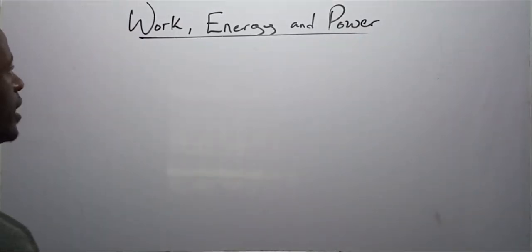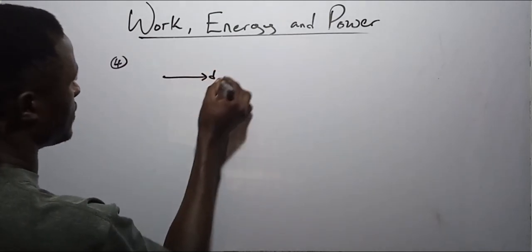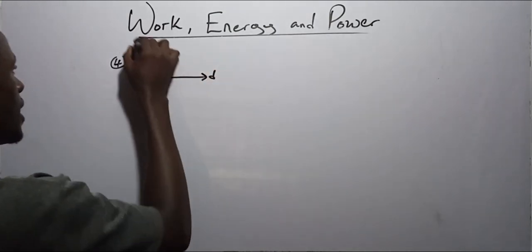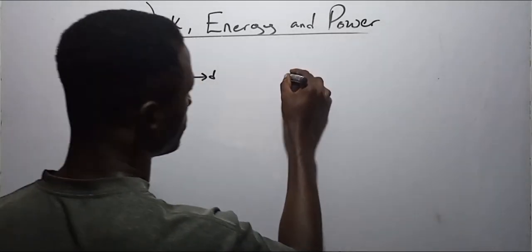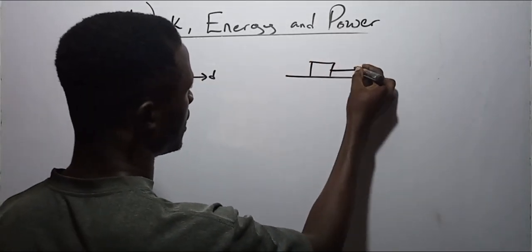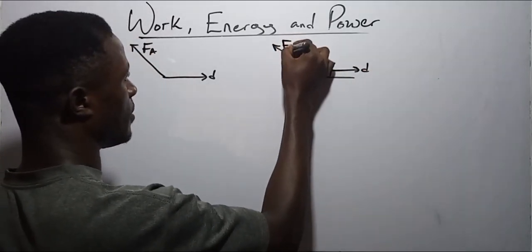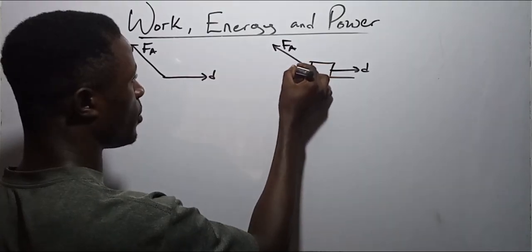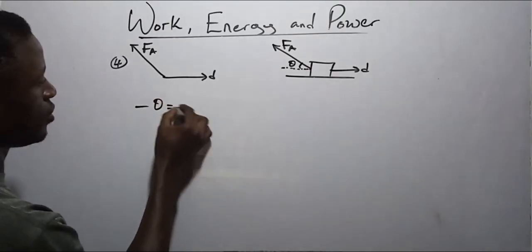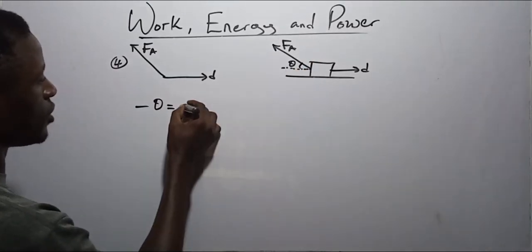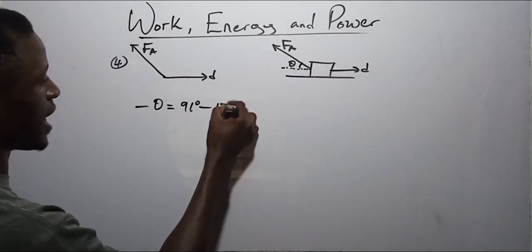Now the next case is case 4. So if you have the displacement vector in this direction and the force applied in this direction, what happens to the object? Look at it. Let's assume the object is going in this direction and I apply a force at an angle but in the opposite direction. This is the angle. Now our angle for this case must be between 91 degrees to 179.